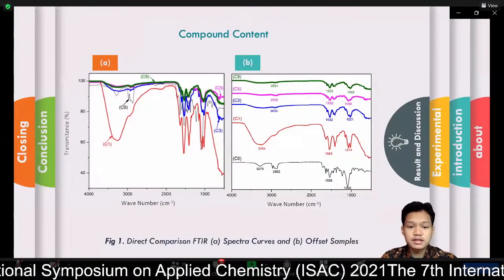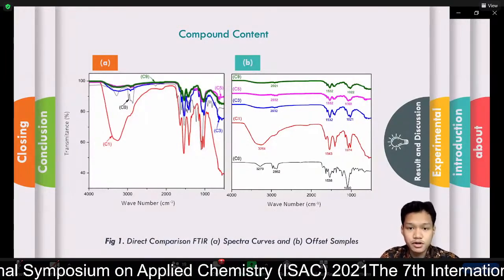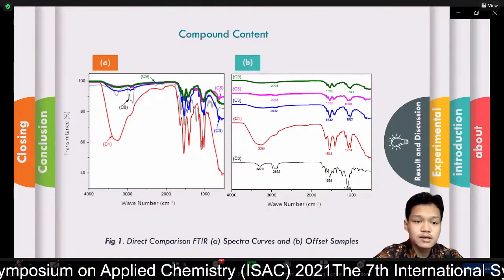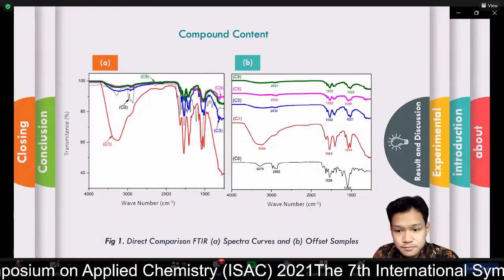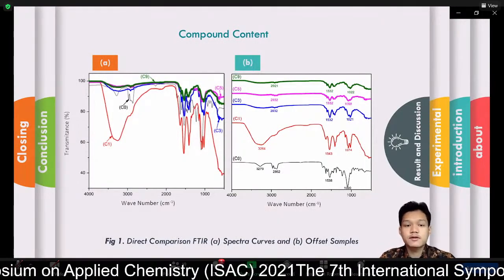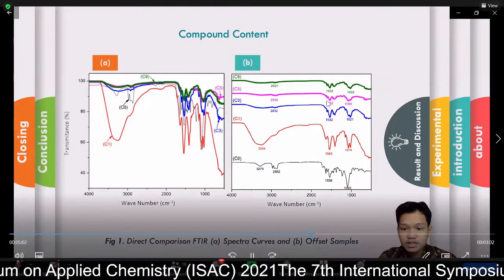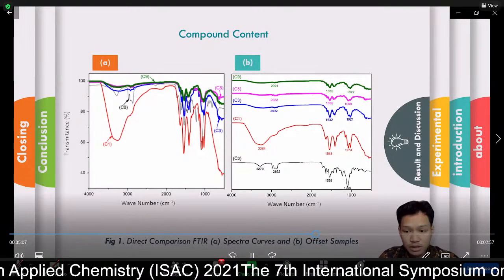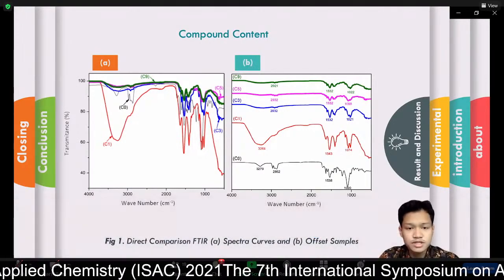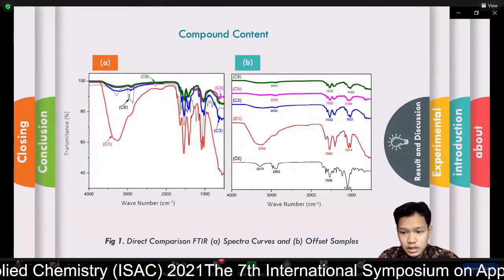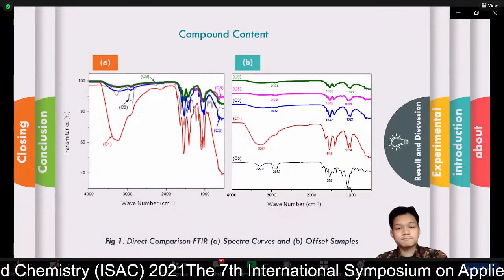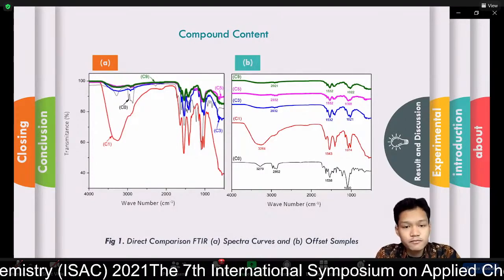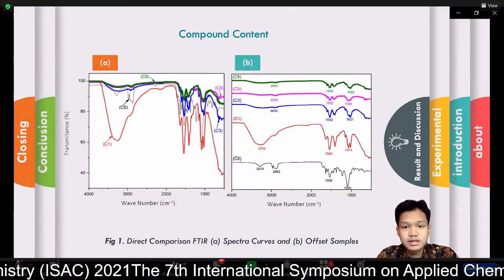We can see the FTIR result for compound content. There is no significant difference in the compound content between the polyurethane virgin foam and the composite foam using a mixture of chitosan and calcium carbonate; it's not much different. Okay, so there are no unwanted side effects in terms of chemicals. It's safe.